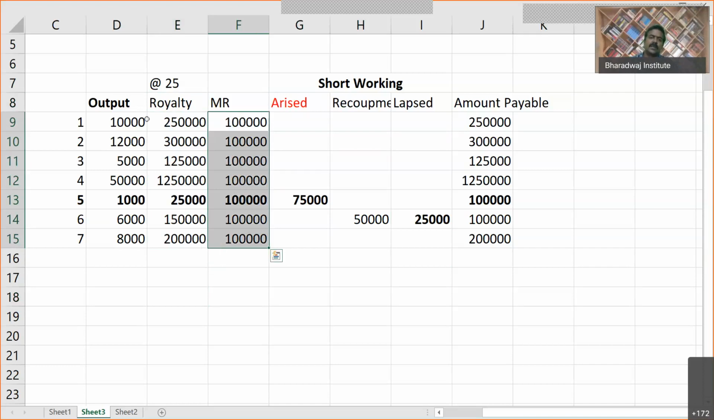Royalty is the amount payable based on the production. Minimum rent is the amount payable if the production falls below that stipulated amount. Short workings arise when your actual production value is less than the minimum rent. That can be recouped or adjusted depending upon the surplus available and as per the agreement. In this example, I told the landlord allows only 1 month recovery. The remaining amount which cannot be recovered, we call it lapsed. Suppose the landlord allows 2 months recovery, then you can adjust that 25,000 in the next month also. So recoupment depends on the surplus, and lapsed depends on the agreement.